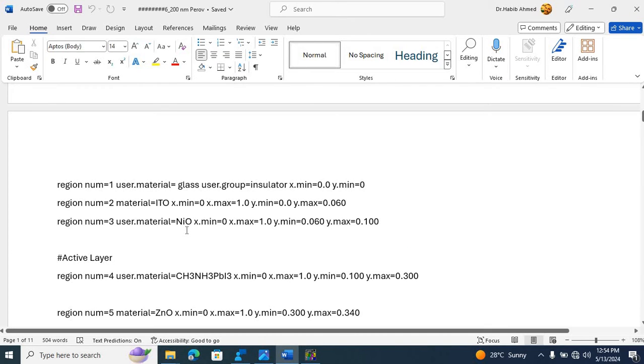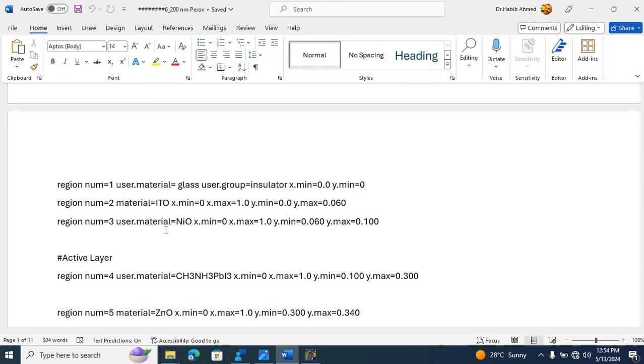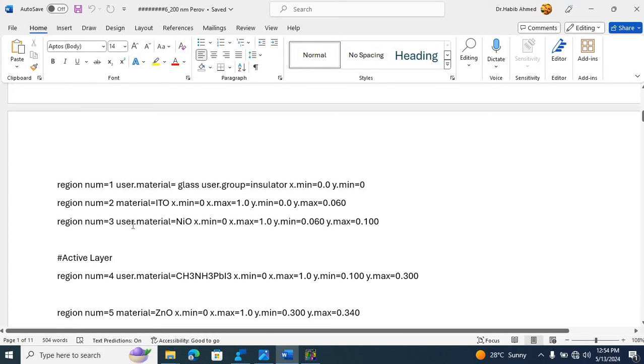Similarly, region number 3 is nickel oxide, and nickel oxide is not a built-in material inside Silvaco TCAD. So I have set it as a user-defined material. I've already posted a video on how to include a new material in Silvaco TCAD, so I'm not going to go over the details of how to include nickel oxide. You can go over that detailed video. But here I've introduced it as a user-defined material.